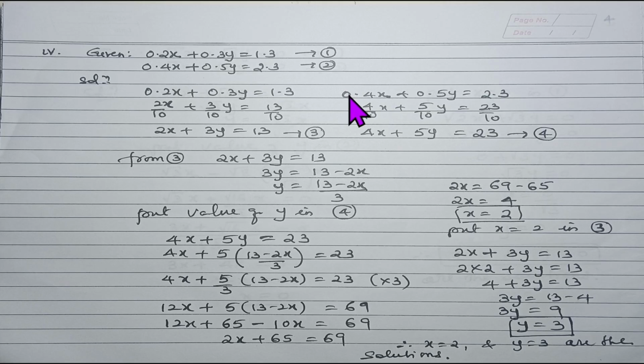Similarly, take equation number 2, convert into fractions. We get 4 by 10 x plus 5 by 10 y equal to 23 by 10, and multiply throughout by 10. The 10 gets cancelled. So 4x plus 5y equal to 23. So equation 2 gets converted into equation number 4. Now let us solve equation number 3 and equation number 4. Now 2x plus 3y equal to 13.